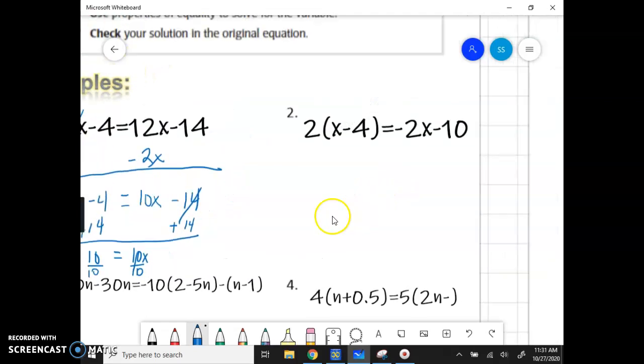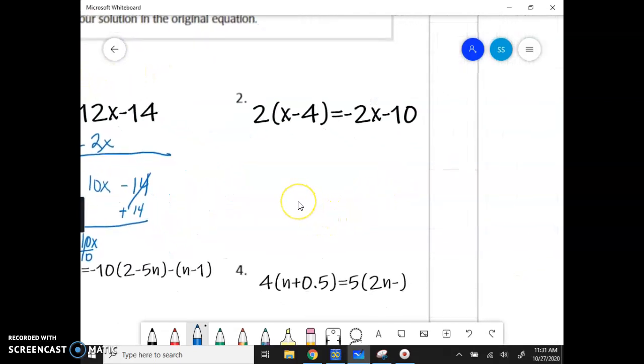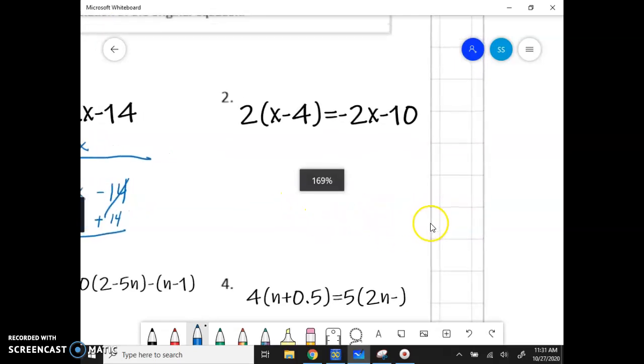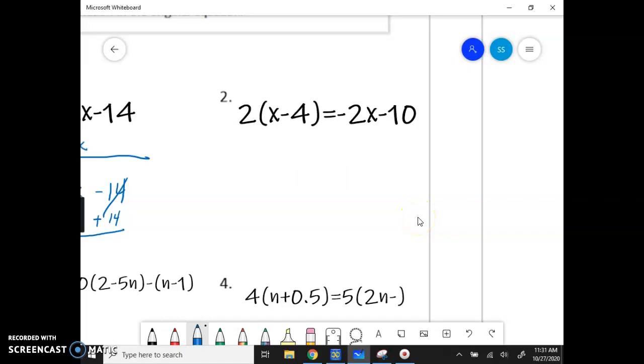Number 2. Step 1 tells us to use the distributive property to remove any grouping symbols, so we should do that first. I'm going to distribute this: 2 times x is 2x, and 2 times negative 4 is negative 8. I've done a bit of solving, so we should update the problem. Drop down everything on the right side.